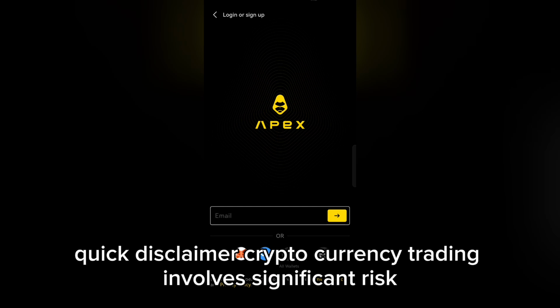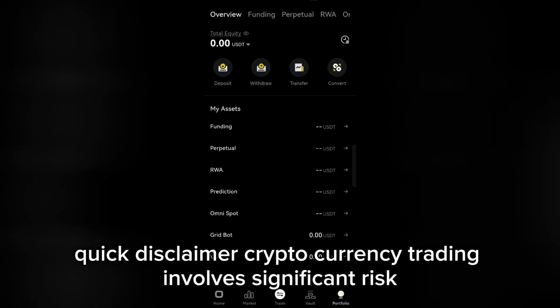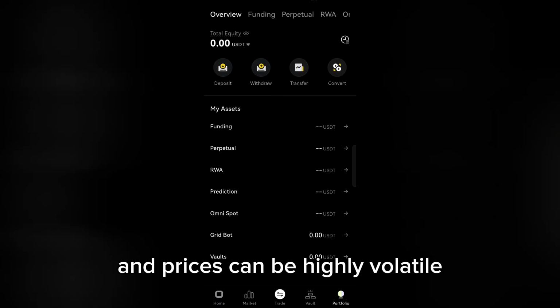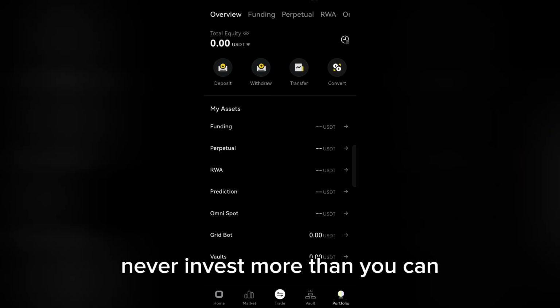Quick disclaimer: cryptocurrency trading involves significant risk and prices can be highly volatile. Never invest more than you can.